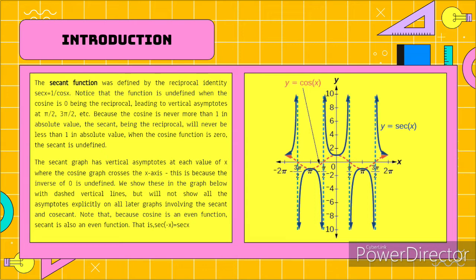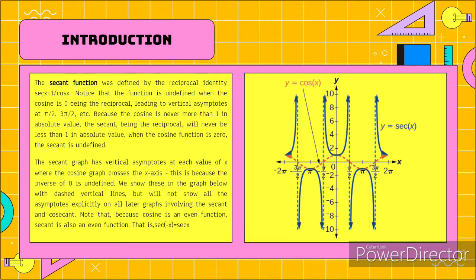Notice that the function is undefined where the cosine is 0, leading to vertical asymptotes at pi over 2, 3 pi over 2, and so on. First of all, because the cosine is never more than 1 in absolute value, the secant, being the reciprocal, will never be less than 1 in absolute value. When the cosine function is 0, the secant is undefined.